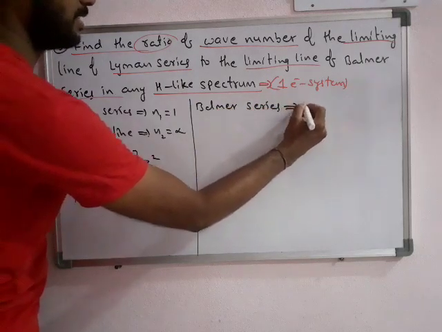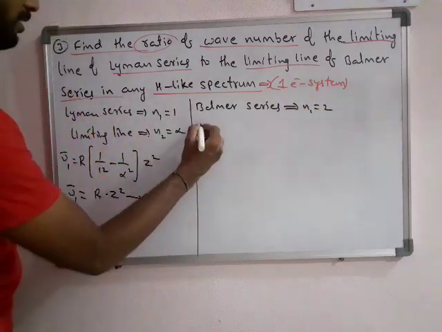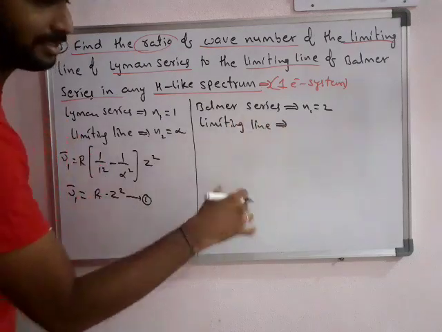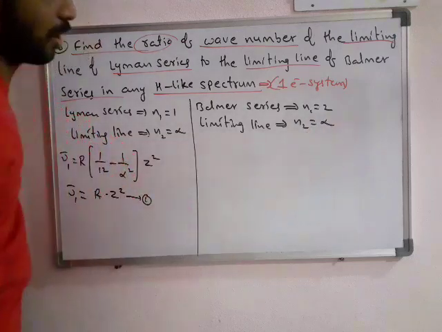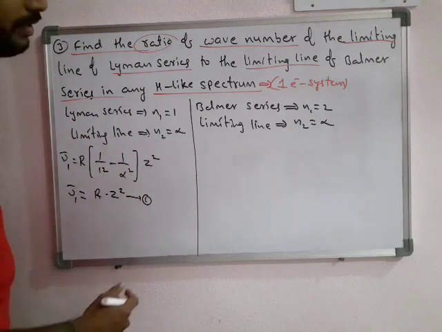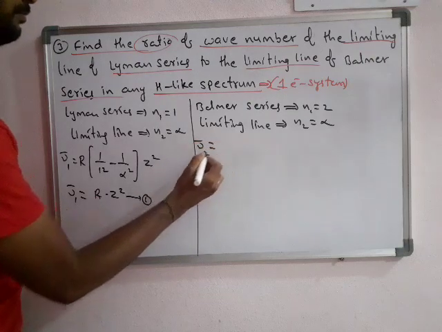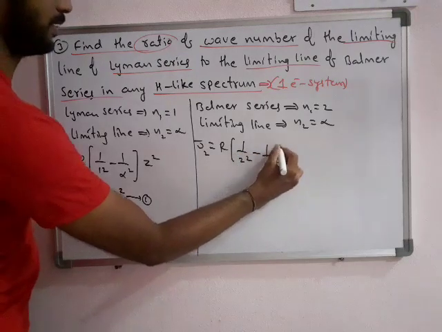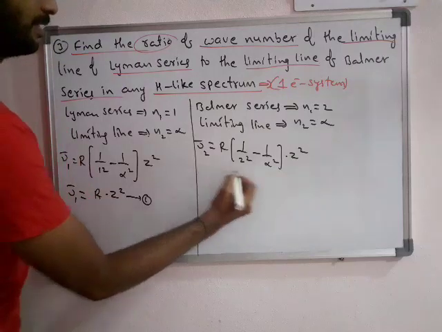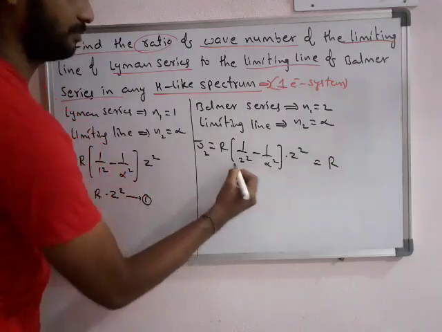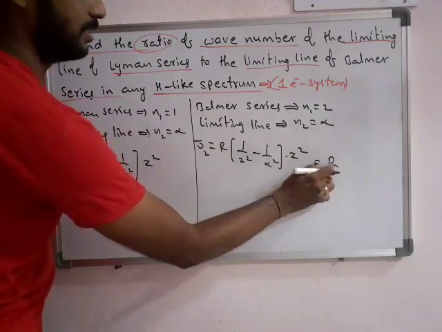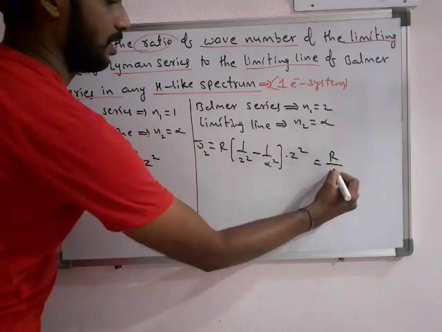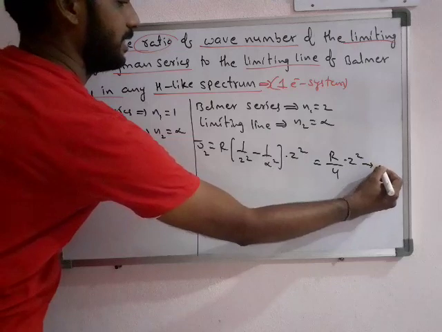So Bohr series implies N1 equal to 2. This is a fixed value, we know that. So what is the limiting line? Limiting line means in any series, in any atom, the last line, the highest energy line, that is N2 equal to infinity. So what is the u2 bar? R into 1 by N1 square minus 1 by N2 square into Z square. And here we will get R into 1 by 4 Z square, that is R by 4 into Z square. Say it is equation 2.